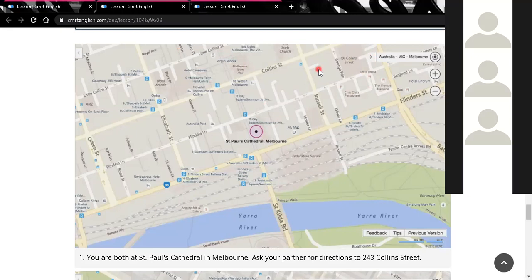Did you find it, guys? I'm here. If you found the 243 Collins Street, please help me to get there. Okay, guys, I'm here in St. Paul's Cathedral. I'm looking for 243 Collins Street. How do I get there? Can you help me? Oh, I'm sorry. How do I get to the 243 Collins Street?